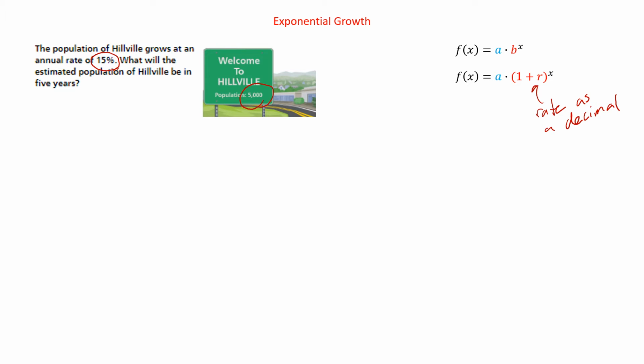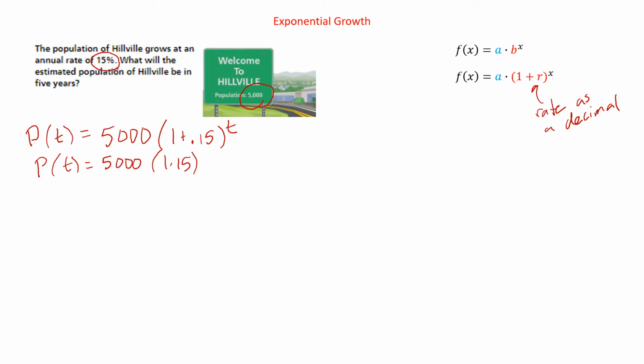So our population here, I'm going to go P of t, so population for time t, you can change it. It doesn't have to be f of x. P of t is going to equal the initial condition, that's at 5,000, times 1 plus 0.15, because that's 15% as a decimal, all to the t. So we could rewrite this: P of t equals 5,000 times 1.15 to the t. Now what's important is you cannot multiply the 5,000 times the 1.15 because the exponent has to come first. It's the exponent and then you multiply.